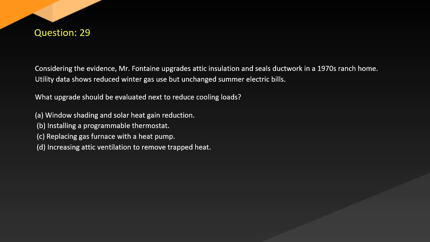Question 29. Considering the evidence, Fontaine upgrades attic insulation and seals ductwork in a 1970s ranch home. Utility data shows reduced winter gas use but unchanged summer electric bills. What upgrade should be evaluated next to reduce cooling loads? A. Window shading and solar heat gain reduction. B. Installing a programmable thermostat. C. Replacing gas furnace with a heat pump. D. Increasing attic ventilation to remove trapped heat.